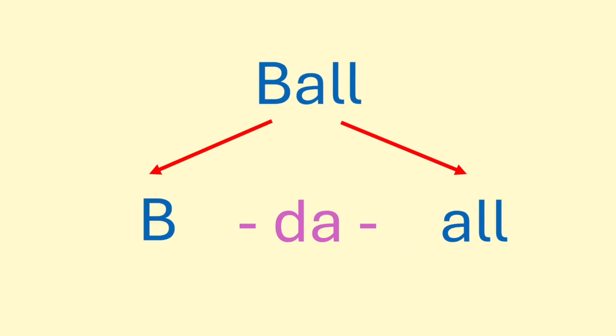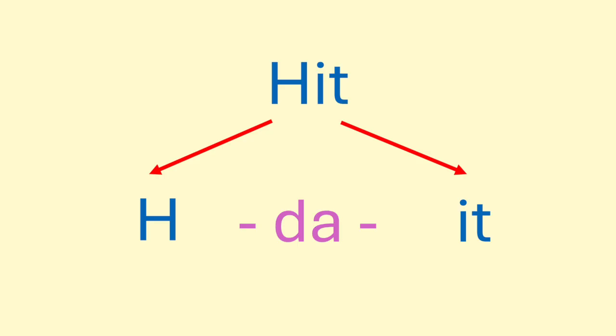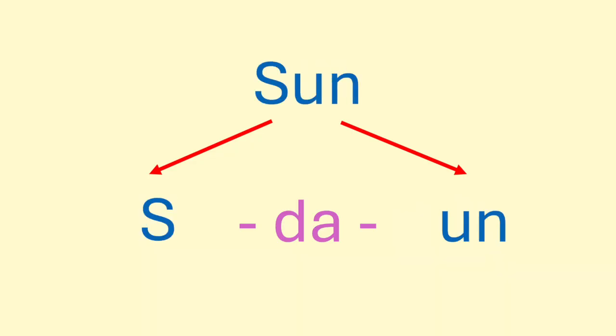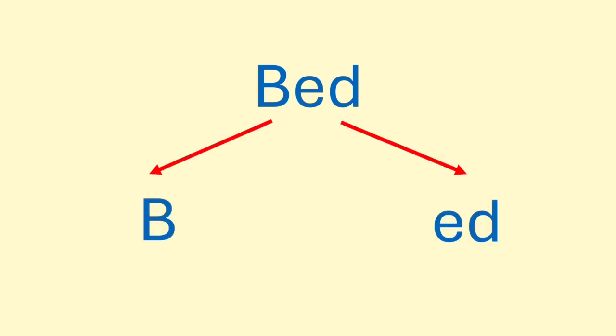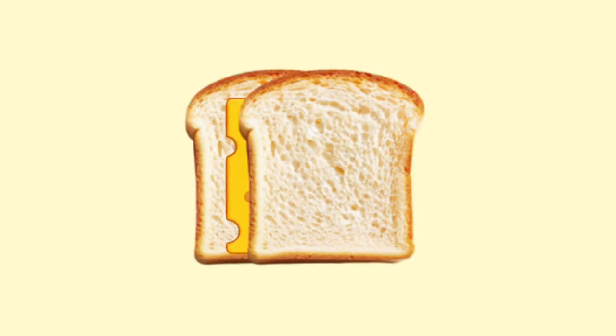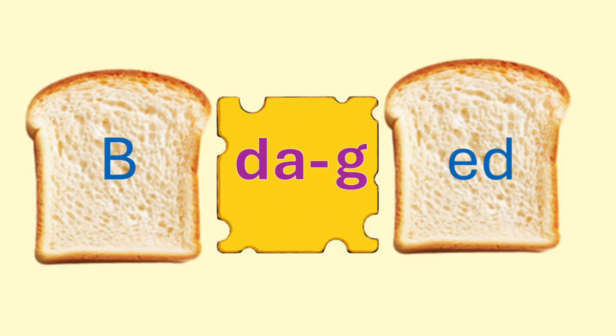B-da-gog. Excellent. And you didn't say gal, because you don't say bow. You say ball, and it's the sound that you split up. B, da, gall. Ha-da-git. Good. So hit becomes hudagit. S-da-gun. Sudagun. Why is there a gun at the end? Ba-da-get. Budaged. So always think of our sandwich. We've got that cheese in the middle, which is a da-g.